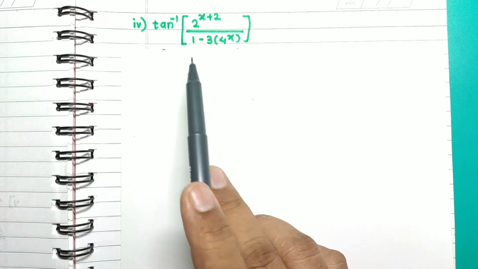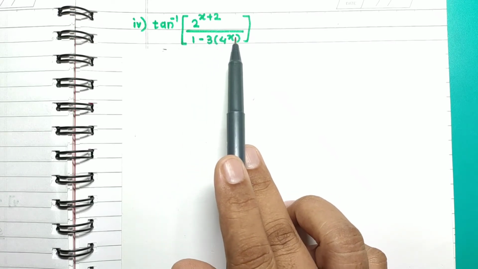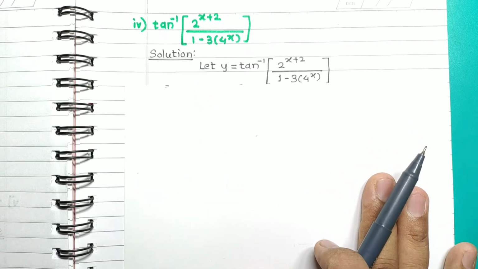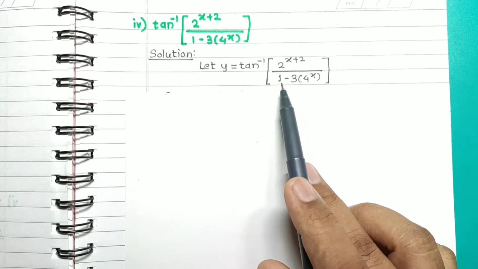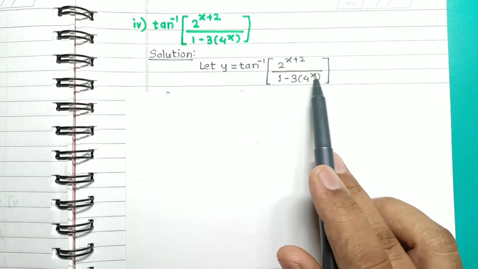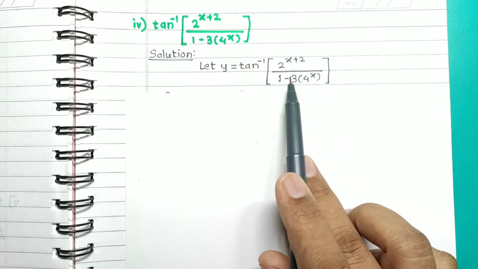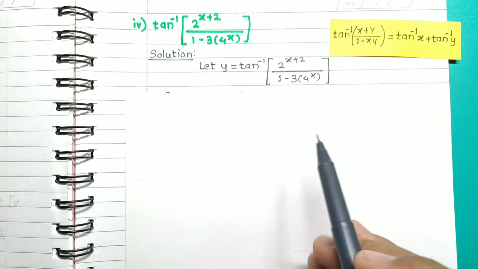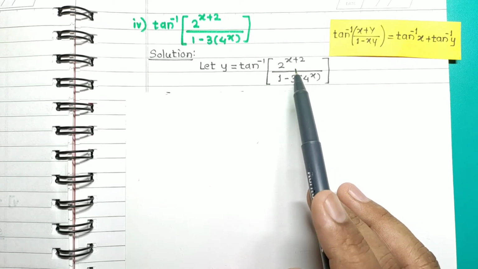Then the fourth sub question is tan inverse of (2 raised to x plus 2) upon (1 minus 3 into 4 raised to x). Okay, we have to differentiate this function. So let it be y, write down in the solution. Let y is equal to tan inverse of this. See here, we find tan inverse contains a term which has denominator as 1 minus something. So here you try to think whether it is possible to arrange these terms like this formula or not. Okay, so see here we have to use rules of indices also for the simplification.